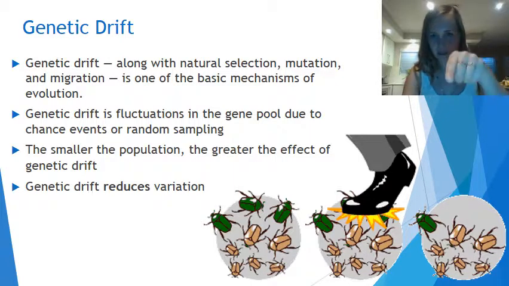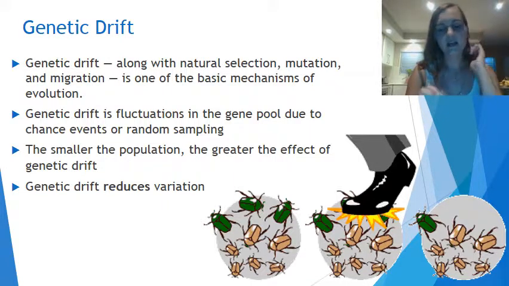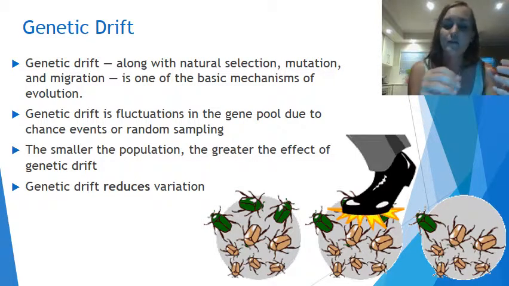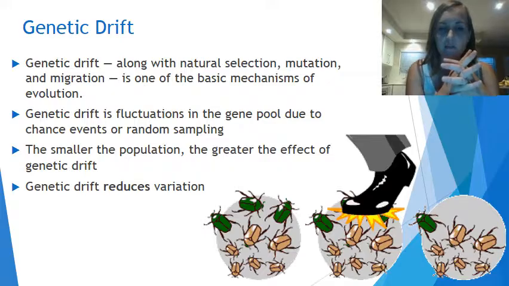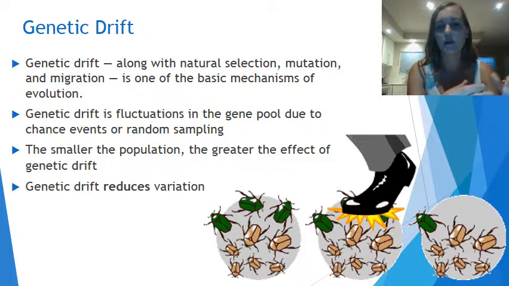Now, if you look at the picture down the bottom, you can see that if you have such a small population of beetles with green phenotype and brown phenotype, a chance event happens, so they get stepped on, and a lot of the green gene is taken out. Now, this is genetic drift. So it's a reduction in variation.